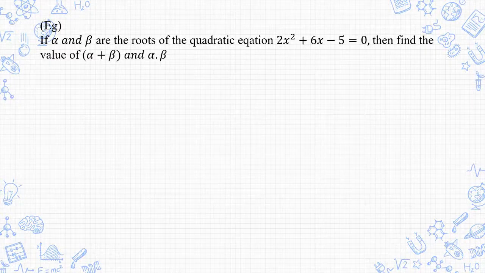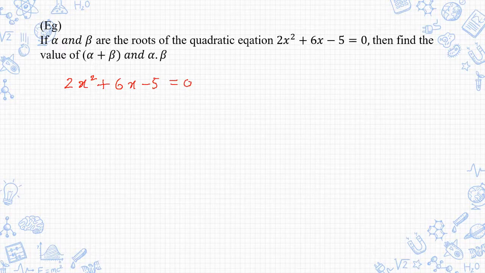Let us see one example. If alpha and beta are the roots of the quadratic equation 2x squared plus 6x minus 5 equal to 0, then we have to find the value of alpha plus beta and alpha minus beta. So we have the quadratic equation 2x squared plus 6x minus 5 equal to 0.